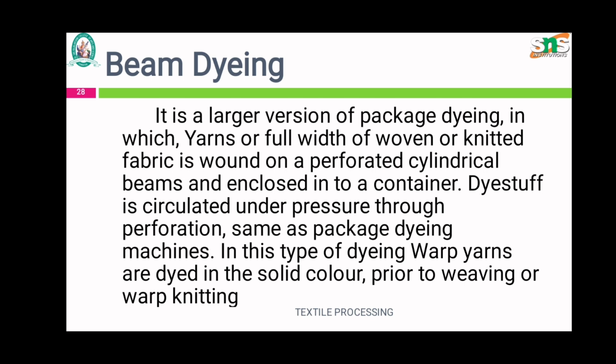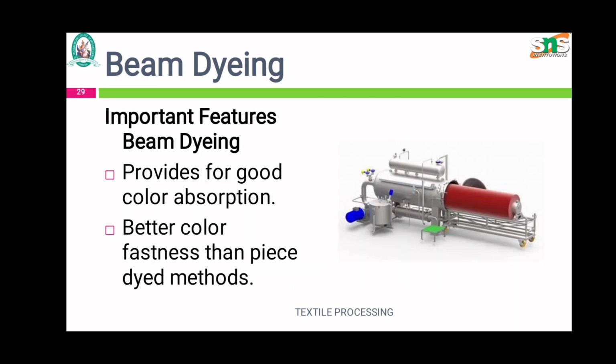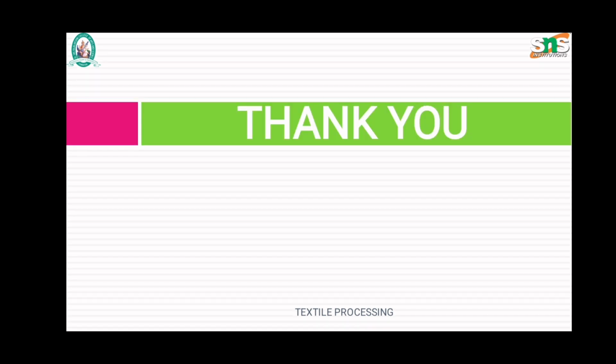Next, beam dyeing. It is a larger version of package dyeing in which the yarn or full width of woven or knitted fabric is wound on a perforated cylindrical beam and enclosed in a container. Dye stuff is circulated under pressure through the perforations, same as in package dyeing machines. In this type of dyeing, warp yarns are dyed in a solid color prior to weaving or warp knitting. Important features of beam dyeing: provides good color absorption and better color fastness than the piece dyed method. So, I am concluding this.